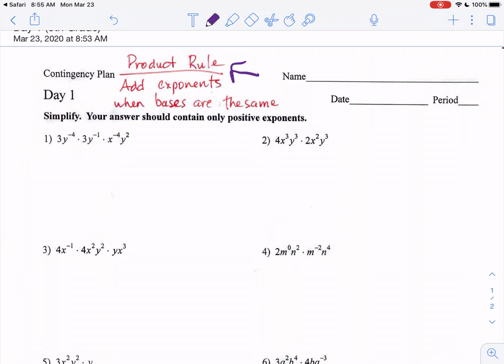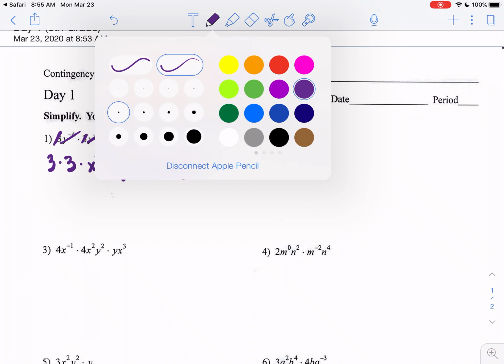If we look at number 1, we see 3 times y to the negative 4th power times 3 times y to the negative 1st power times x to the negative 4th power times y squared. The first thing I'm going to do is rearrange so everything with like bases is next to each other. So I'm just going to write 3 times 3, and I might cross off the numbers as I go, then times x to the negative 4th times y to the negative 4th times y to the negative 1st times y squared. That's a little thick, so I'm going to make my pencil a little thinner.